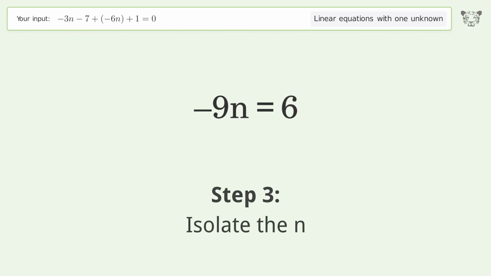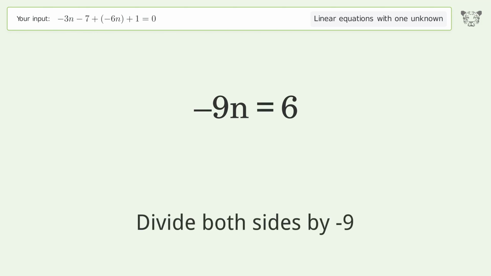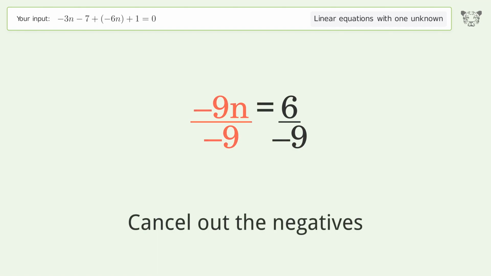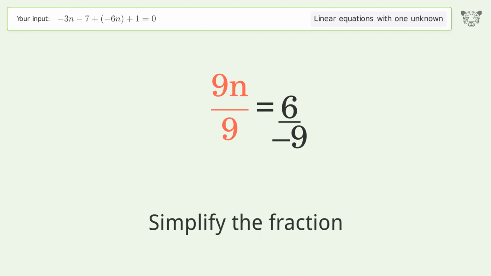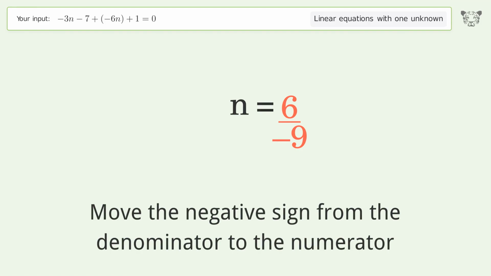Isolate the n. Divide both sides by -9. Cancel out the negatives. Simplify the fraction. Move the negative sign from the denominator to the numerator.